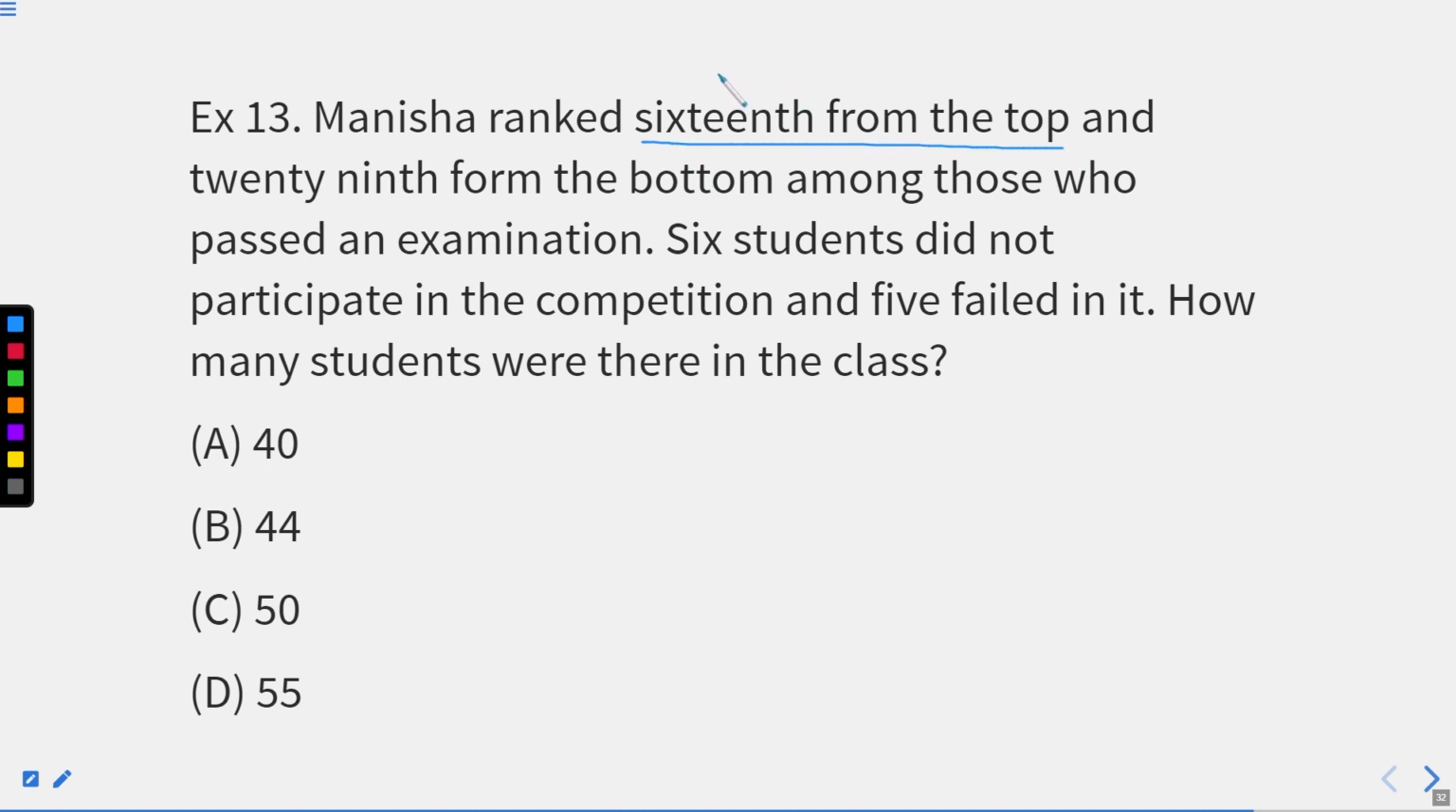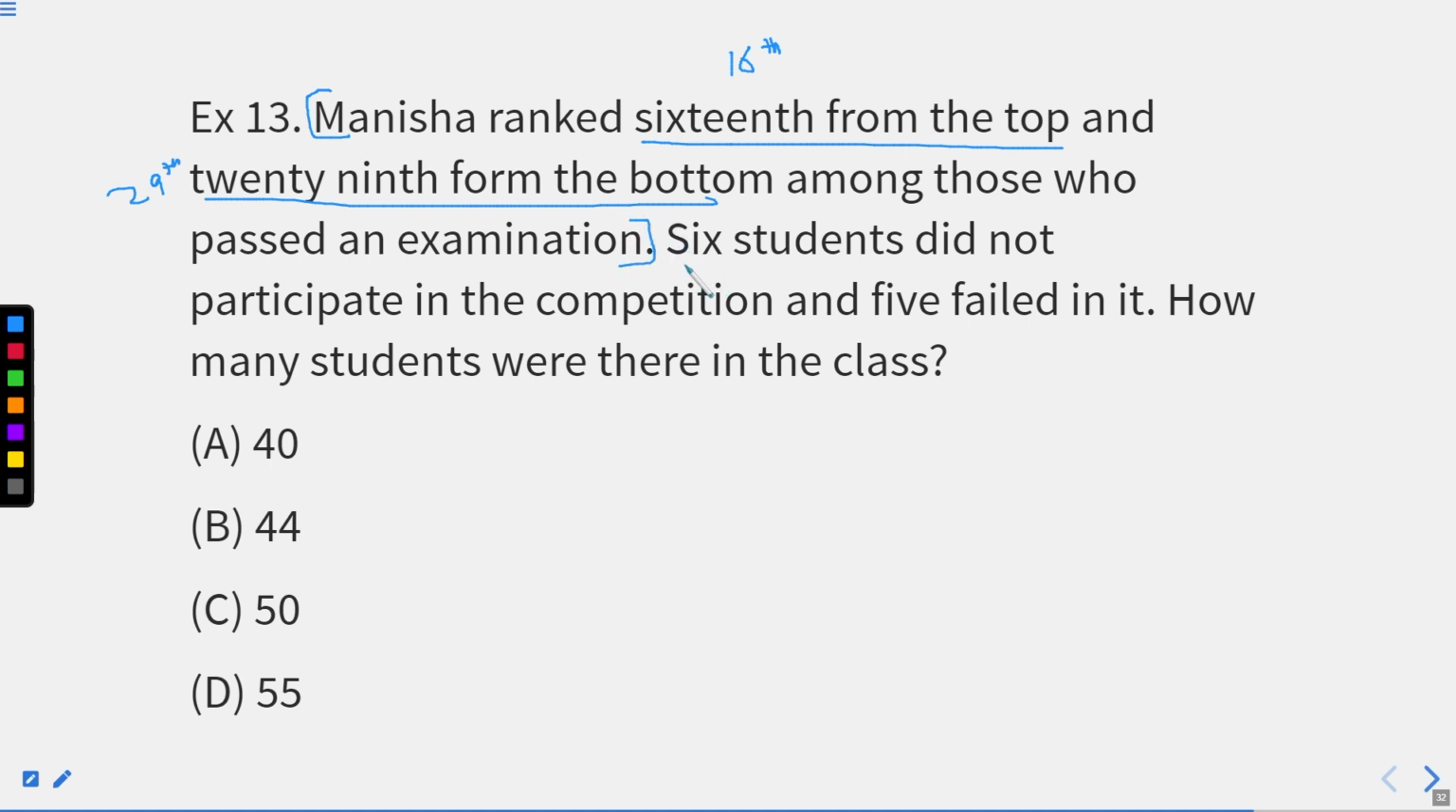Now, whenever you get a word, write it down or mark it down. 16th from the top and 29th from the bottom. That is 29, right? From the bottom. Among those who passed the examination. Now, this condition is for the passed students, those who cleared the exam.